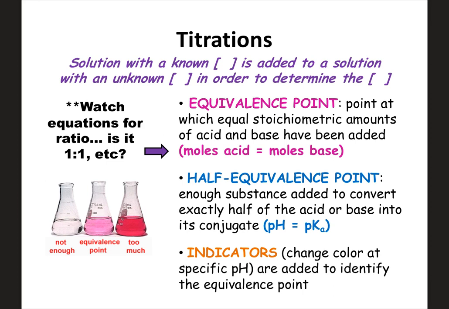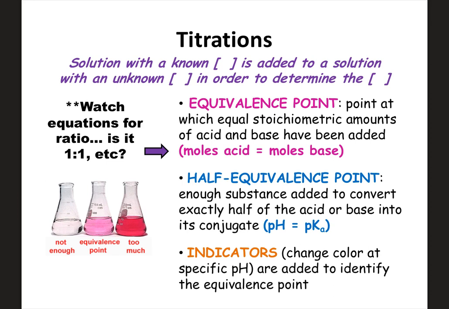If you're at the half equivalence point, well, that's when you've added enough of the substance to convert exactly half of the acid or base into its conjugate. All right, so you've added enough of your substance in order to convert half of the substance. So basically, at the half equivalence point, something interesting happens. The pH at your half equivalence point will be equal to the pKa. All right, this is very important. If you can identify where your half equivalence point is, you know that the pH at that point will be equal to the pKa of your acid.